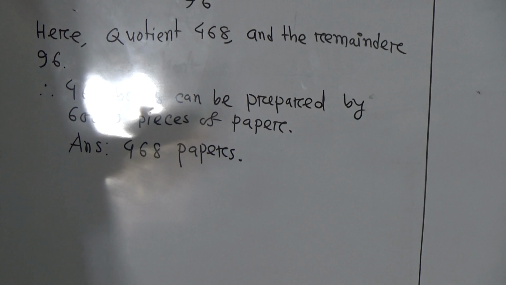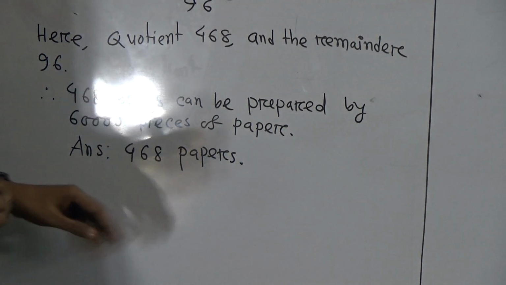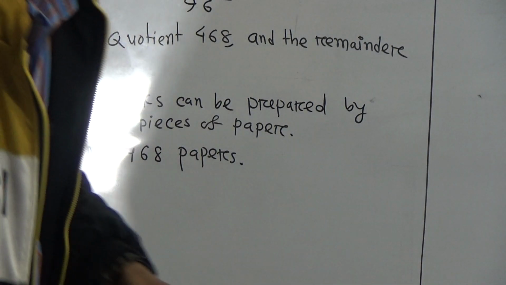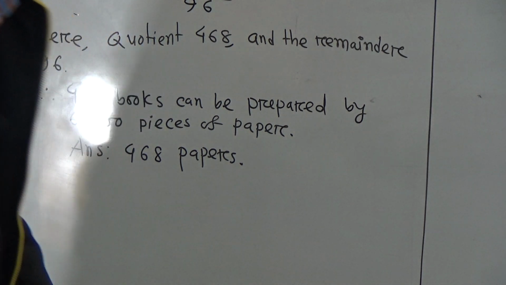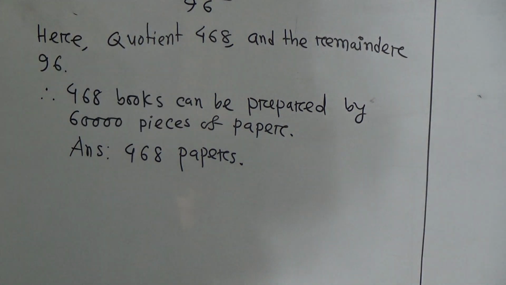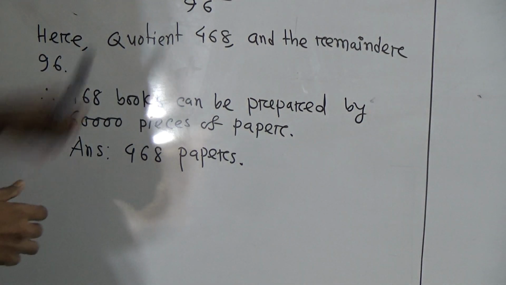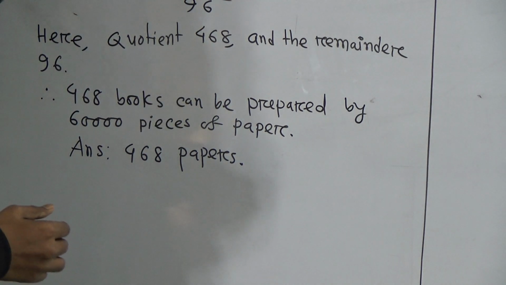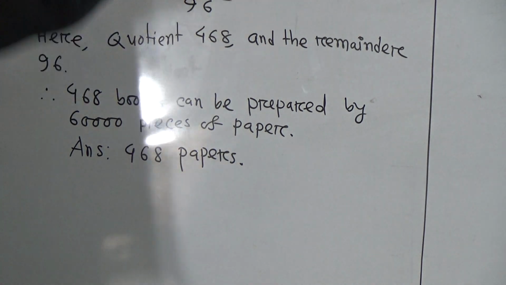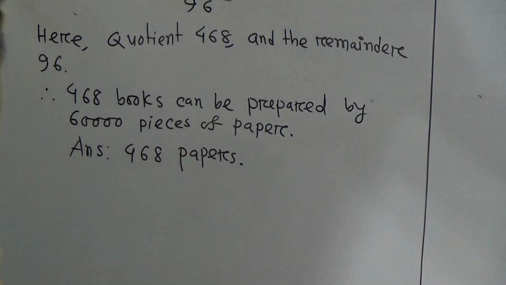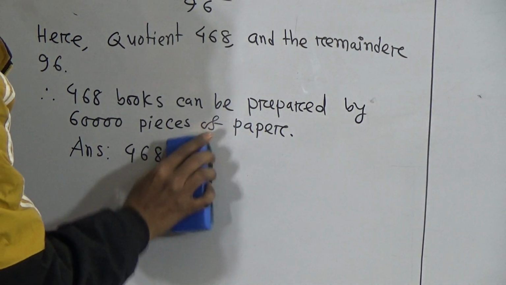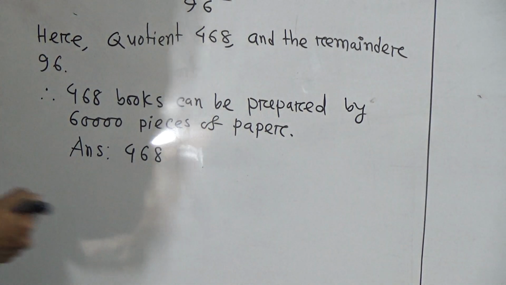Look, how many books? That means for how many books, student? What is the question? How many books? You see how many books can be prepared by 60,000 pieces of paper. How many books? Write the answer. 468 books.